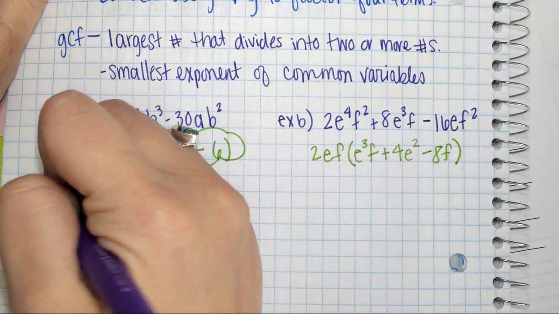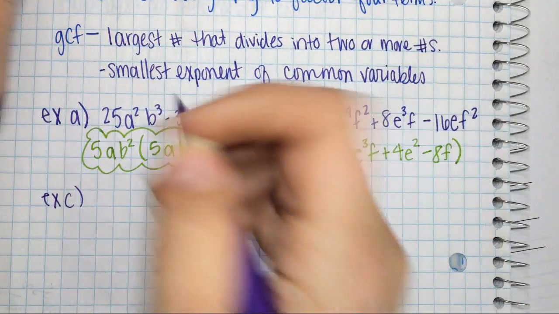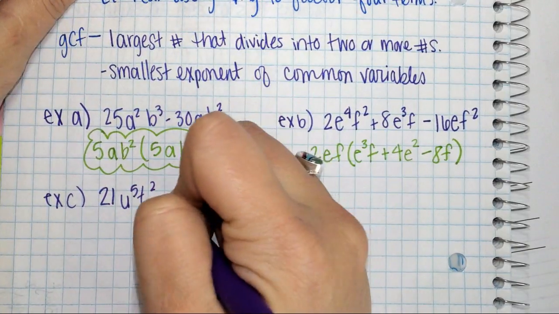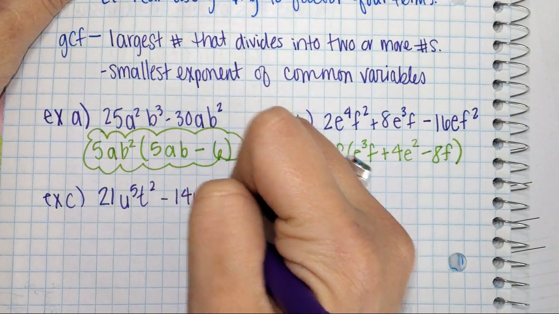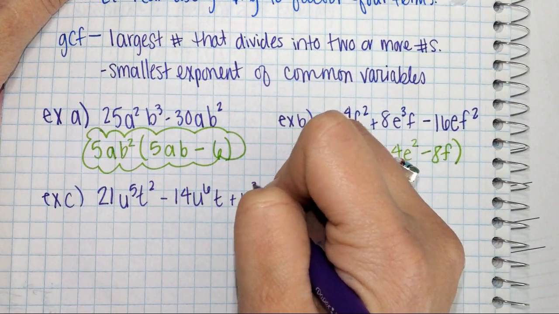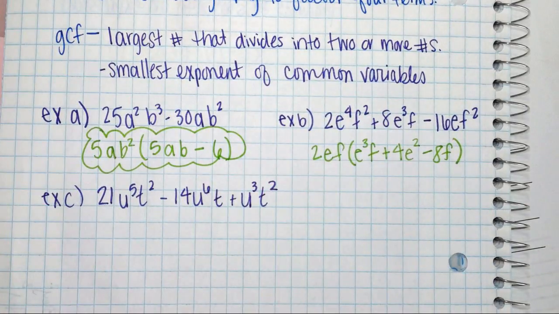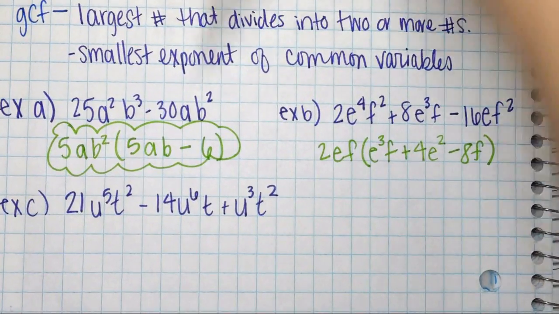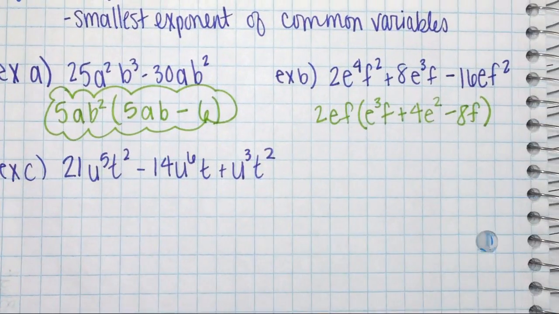All right, example C. 21 u to the 5th t squared minus 14 u to the 6th t plus u cubed t squared. We're going to do this one together. Do you want me to zoom in some? Yes. Is that better? Okay.